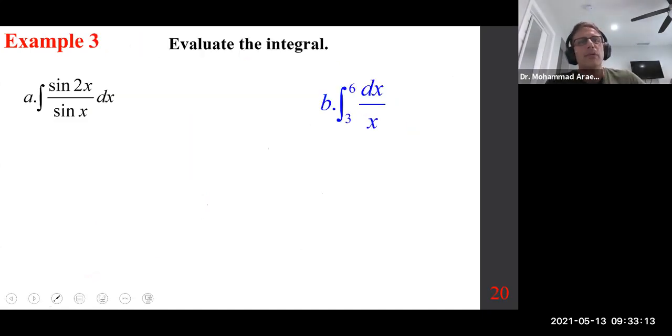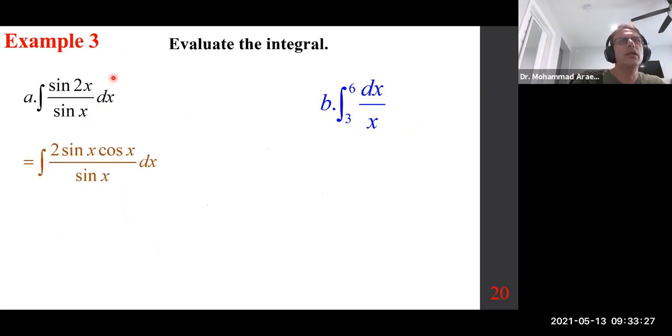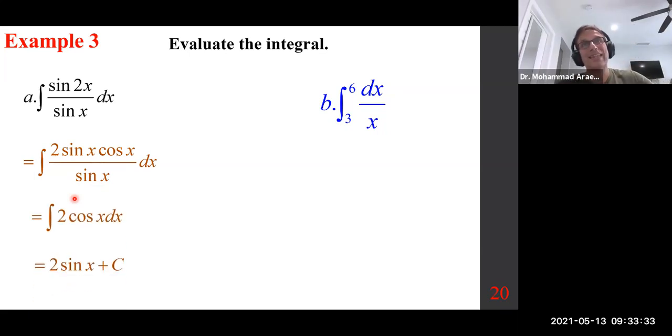In this example, we want to evaluate the integral, and we should use a trigonometric identity for sine, which is, in this case, sine 2x is 2 sine x cosine x. Therefore, we can drop the sine x, and we know the answer is 2 sine x plus a constant. And that's really the key here, being very careful with that concept.